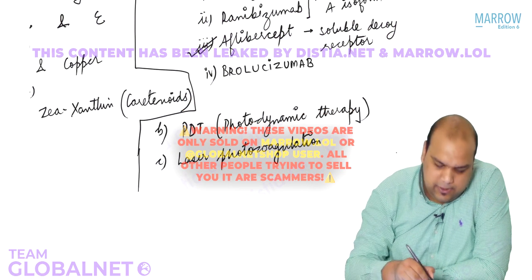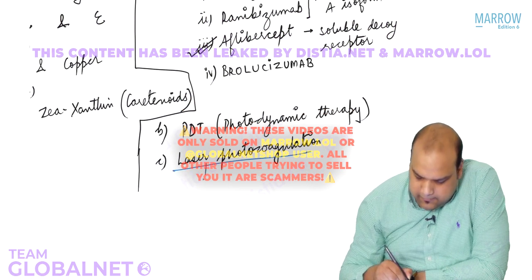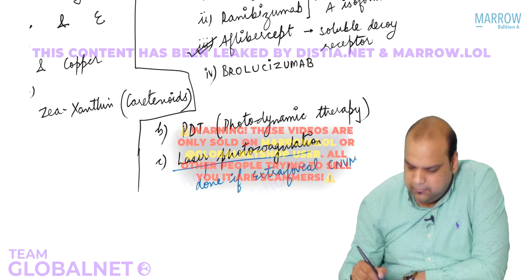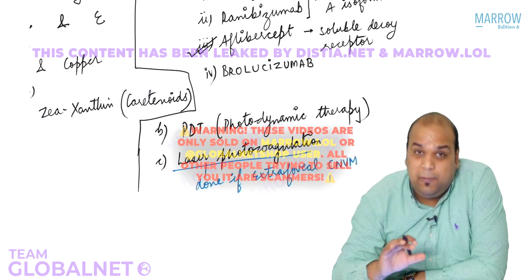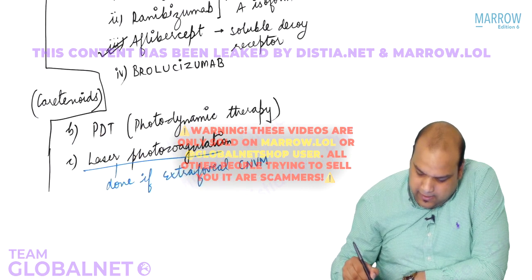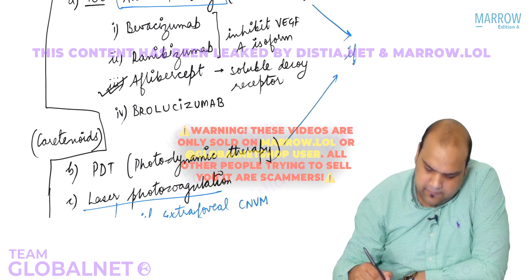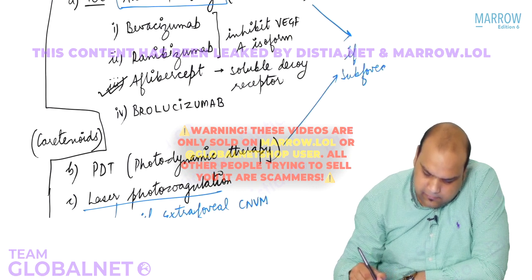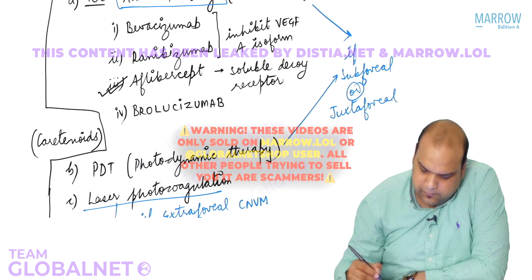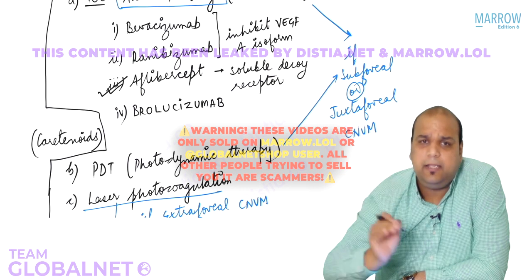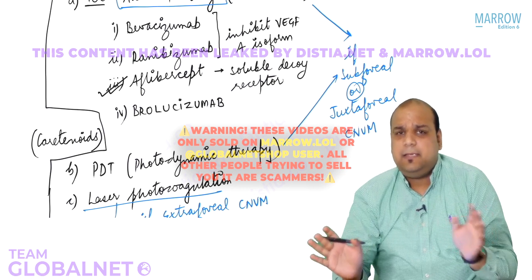Laser photocoagulation. This is usually done if extrafoveal CNVM, which spare the fovea. They are affecting the macula but not specifically the fovea, everybody. Whereas anti-VEGF and PDT are preferred if subfoveal or juxtafoveal CNVM. Subfoveal means right beneath the fovea, juxtafoveal means just surrounding the fovea. Am I clear to everybody? Simple English, simple language, everybody.